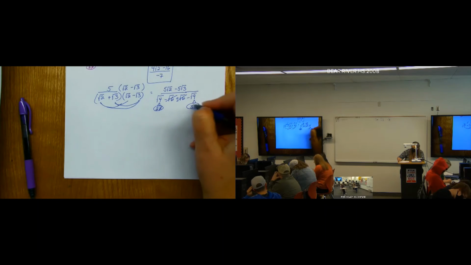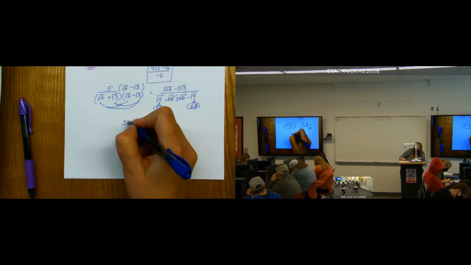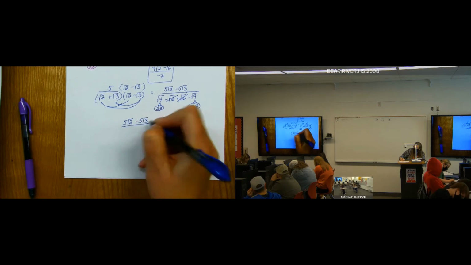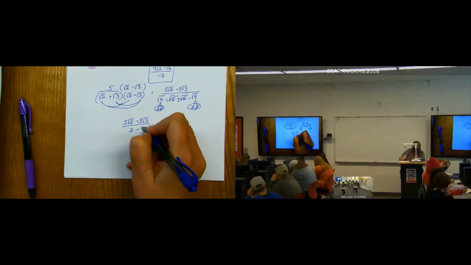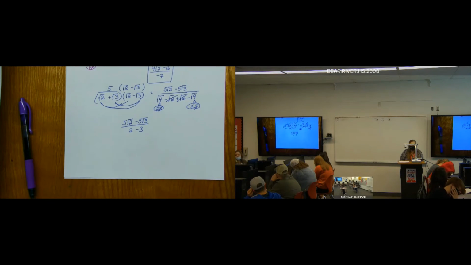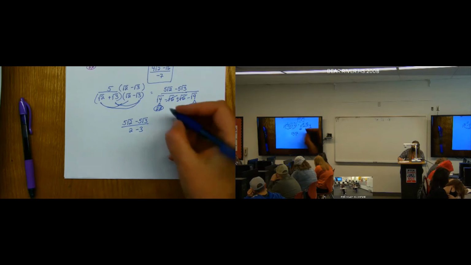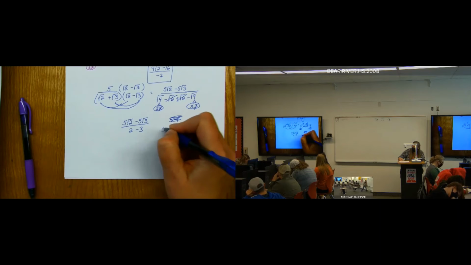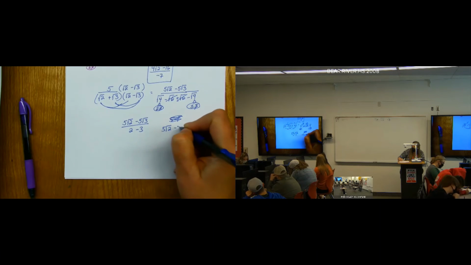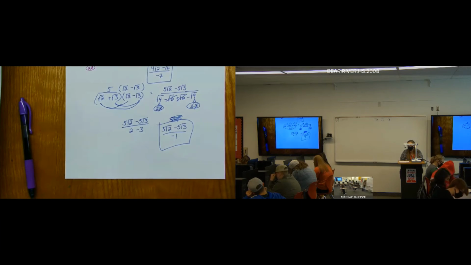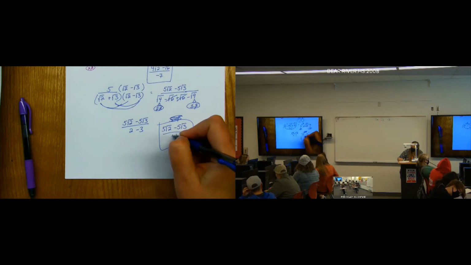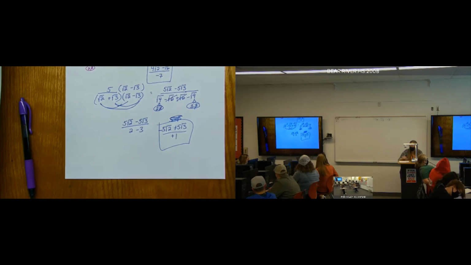What comes out? So I have 5 square root of 2 minus 5 square root of 3 over 2 minus 3, right? 2 minus 3 is what? Negative 1. So 5 square root of 2 minus 5 square root of 3 over negative 1. There's your answer. Hey, no simplifying. You could. No. You could go like this. And then you could leave that off.